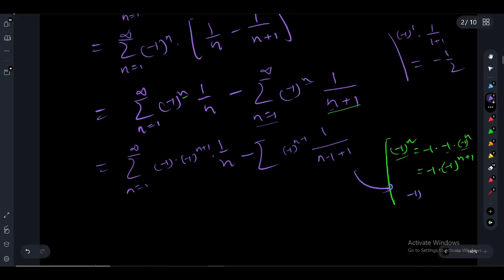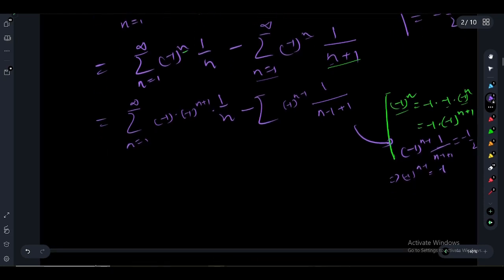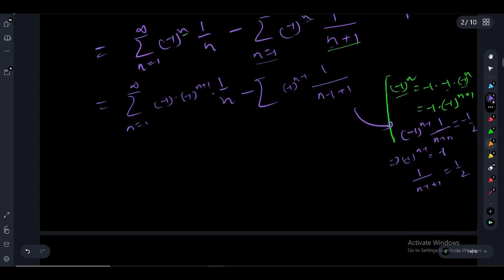Minus 1 whole to the power n minus 1 into 1 by n minus 1 plus 1 should be minus half. So in that case, minus 1 whole to the power n minus 1 should be minus 1, and 1 by n minus 1 plus 1 equals half. Now we know that n minus 1 plus 1 is equal to n. So we have 1 by n equals half, so that implies n equals 2.